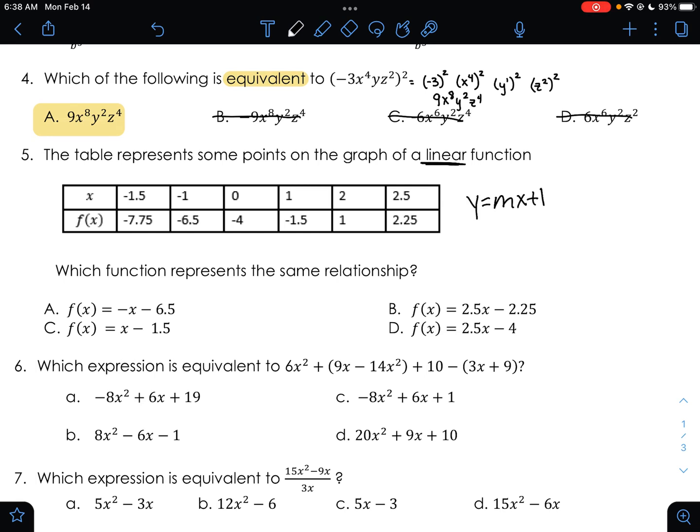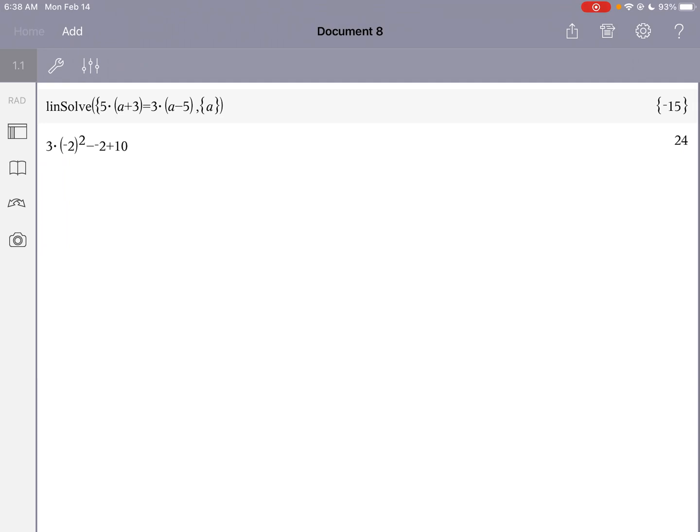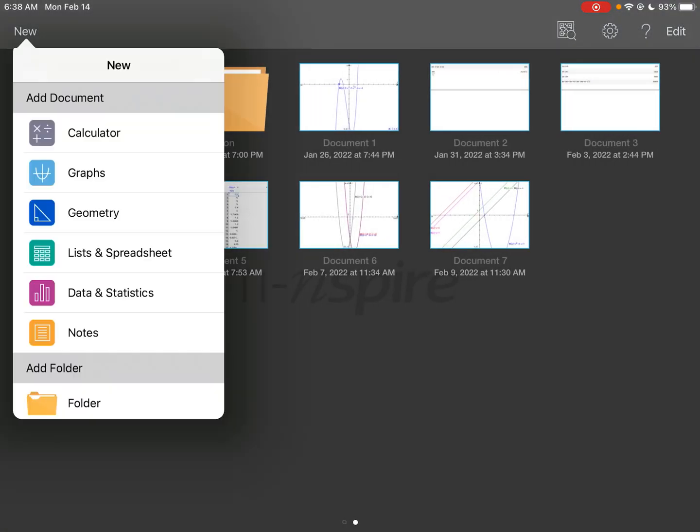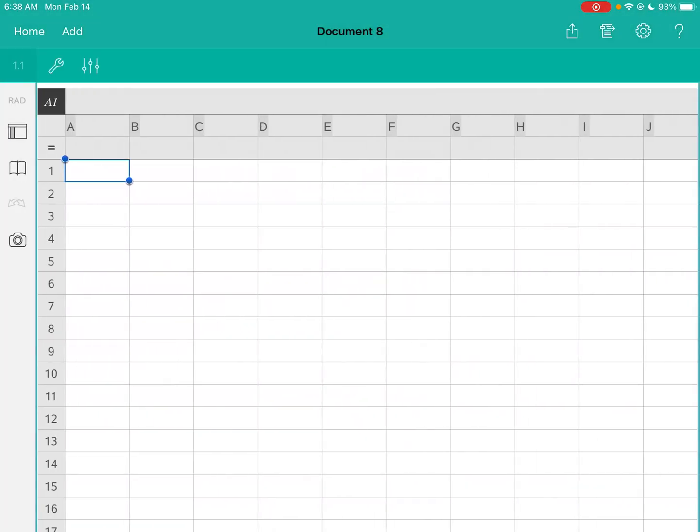Remember, we have y equals mx plus b. We want to be able to find m and b. So to do that, we're going to go to our calculator. We're going to start with a new document, and we're going to go to list and spreadsheet.